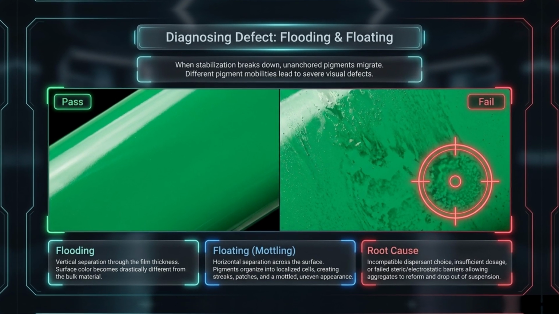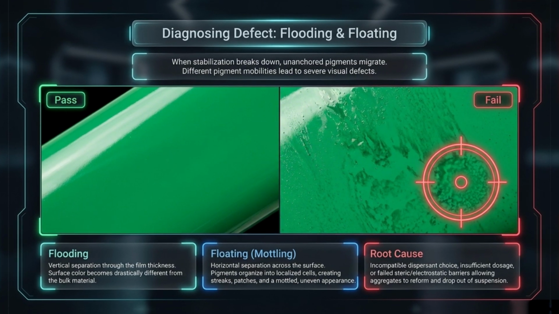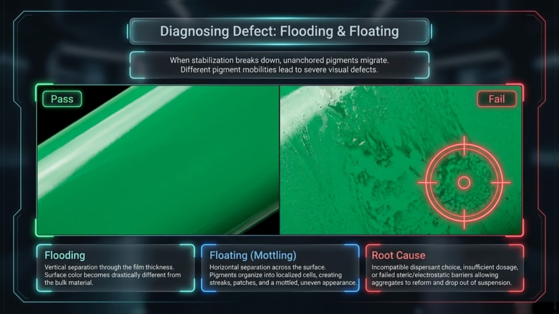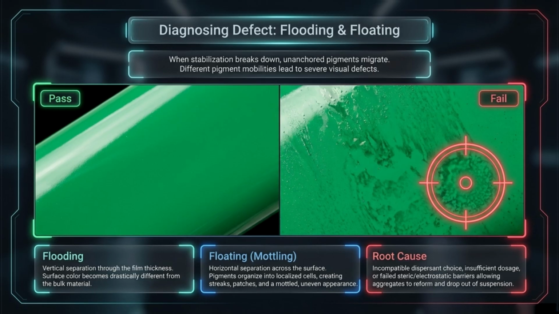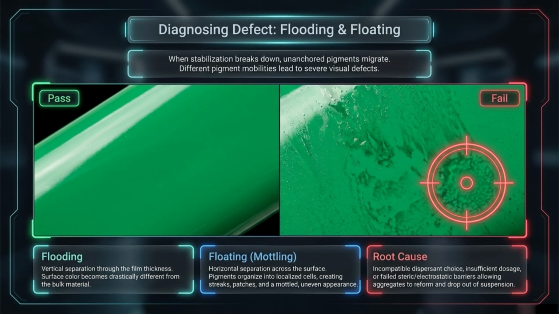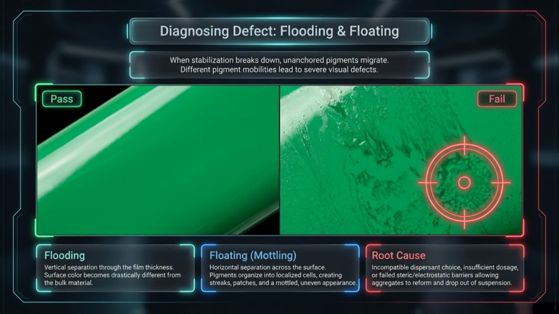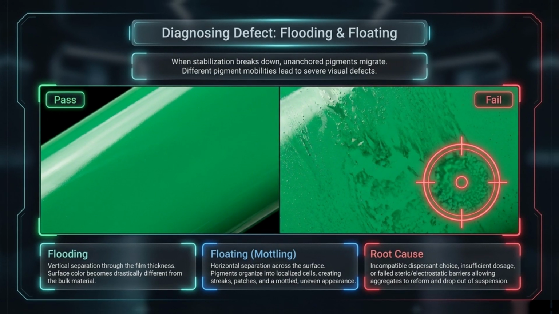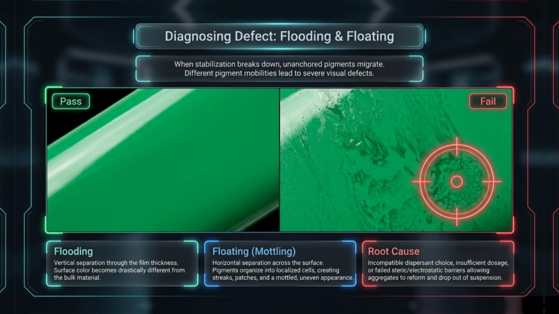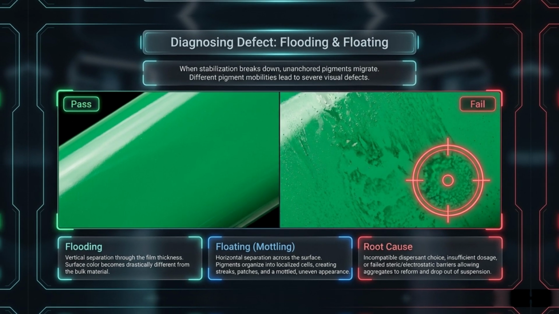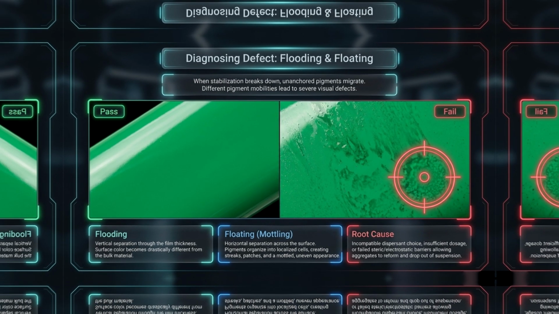When stabilization breaks down, unanchored pigments migrate, leading to severe visual defects. Flooding: vertical separation through the film thickness, causing surface color to drastically differ from the bulk material. Floating: horizontal separation across the surface where pigments organize into localized cells, creating streaks and a mottled appearance. Root cause: incompatible dispersant choice, insufficient dosage, or failed steric or electrostatic barriers.